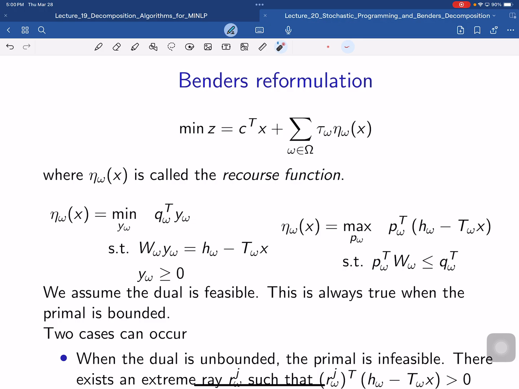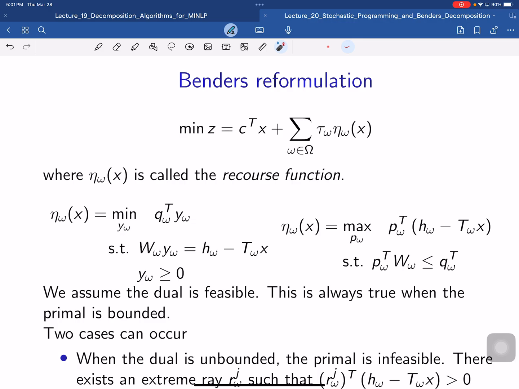Then in this problem, we assume the dual problem is always feasible. Sometimes the primal problem can be infeasible, but we assume the dual problem is always feasible. This is always true when the primal is bounded. I'm not going to show a proof. You can just believe me: if all your variables are bounded in the primal problem, which is the case for most problems, then your dual is always going to be feasible. I'm not going into the detail of that.